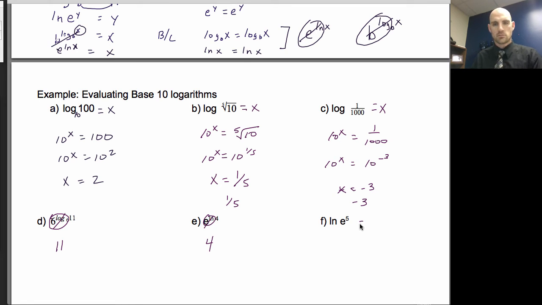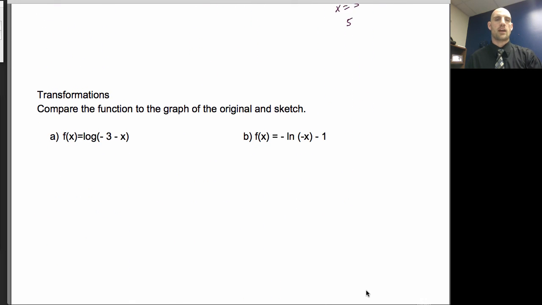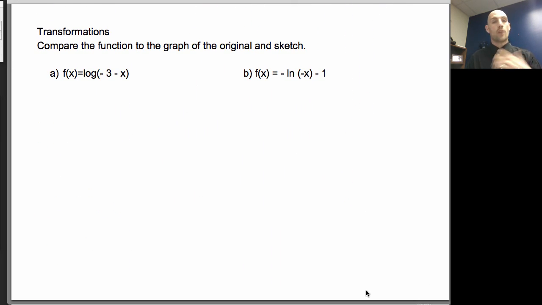For this one, this is base e to the x is equal to e to the fifth. So x equals 5, or to simplify, just 5. The properties of exponents. Bring it around the horn. Set up an equivalent expression, and then you can fill in that blank to solve for that exponent. All right, transformations.